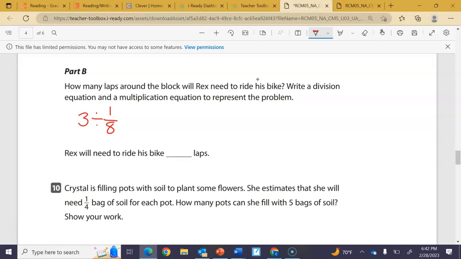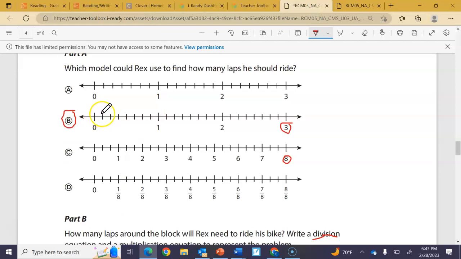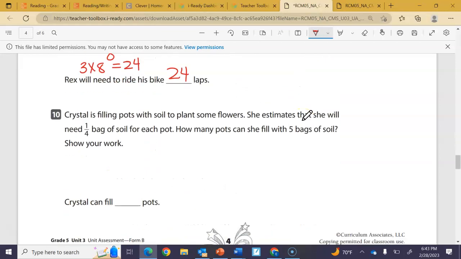And then it asks us to write a multiplication, so I'm going to use keep it, switch it, flip it. And the answer you should get is 24 laps. So you can use keep it, switch it, flip it like it asked for in the problem, because it asked for division and multiplication. But you can also go back to your number line, and count each individual tick mark, and you should have 24 to check your answer.